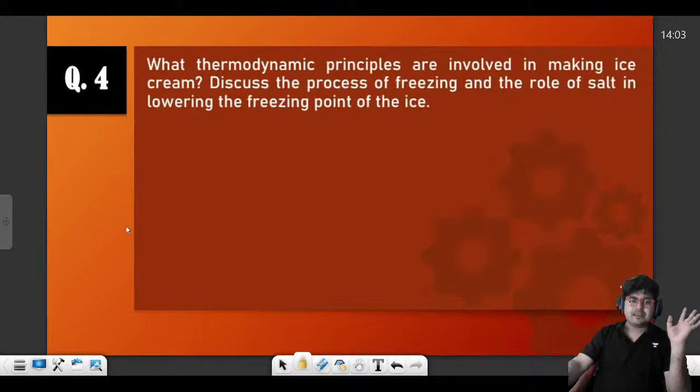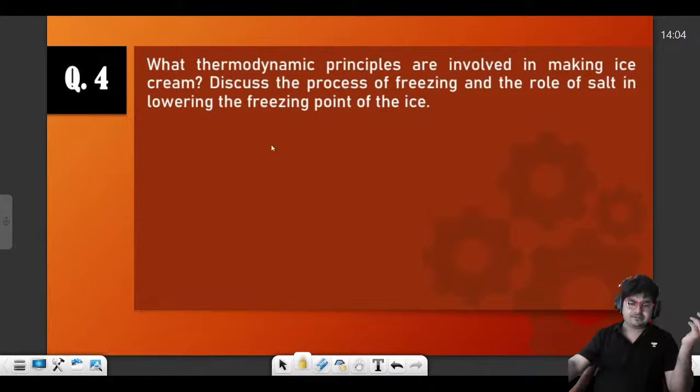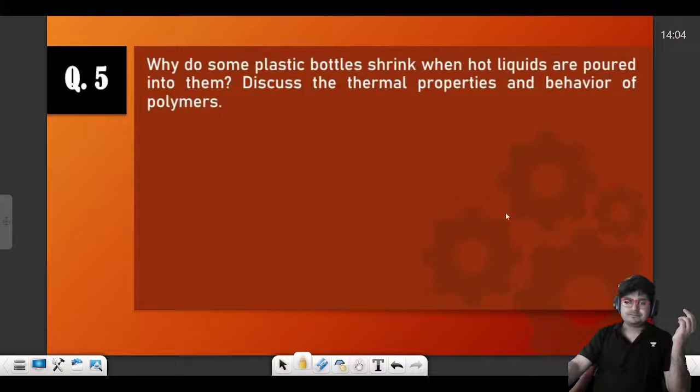तो आगे बढ़ते हैं. फोर्थ क्वेश्चन हमारा ये आ जाता है, जो देखो मैं आपसे बात कर ही रहा था कि व्हाट इज द रोल ऑफ सॉल्ट इन द डिक्रीजिंग ऑफ फ्रीजिंग पॉइंट ऑफ आइस. व्हाट आर द थर्मोडायनेमिक प्रिंसिपल्स इन्वॉल्व इन द मेकिंग ऑफ आइसक्रीम. ठीक है, तो ये तो मैंने आपको ऑलरेडी बोला, इसके बारे में आप ट्राई कर लेना, चेक कर लेना. तो आगे बढ़ते हैं.